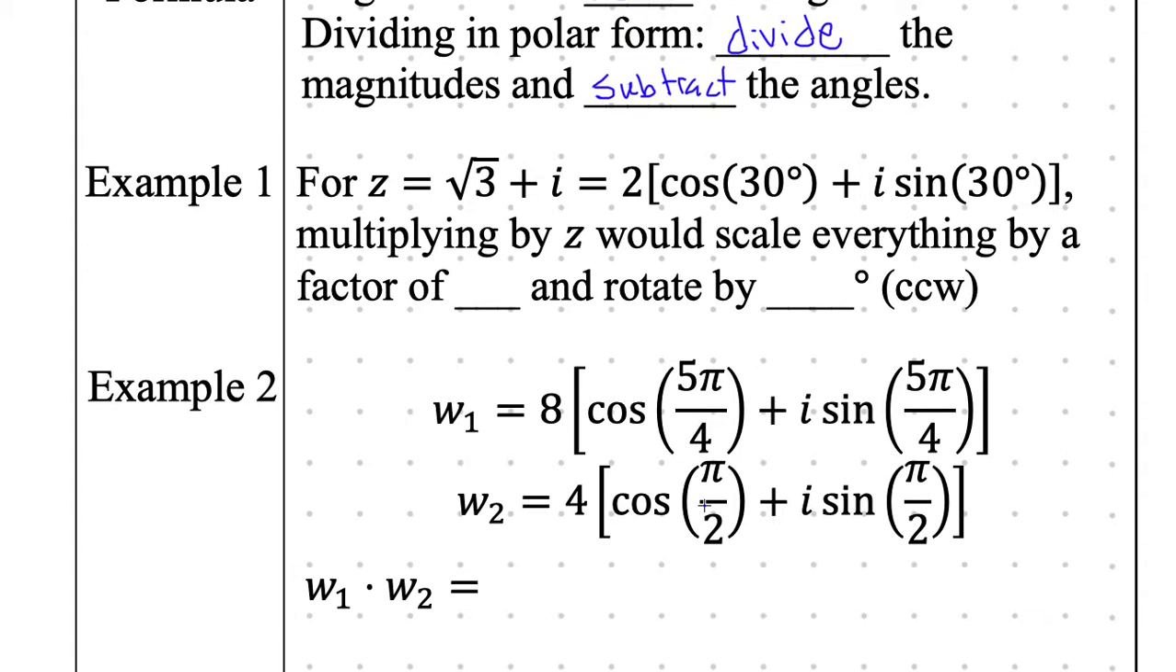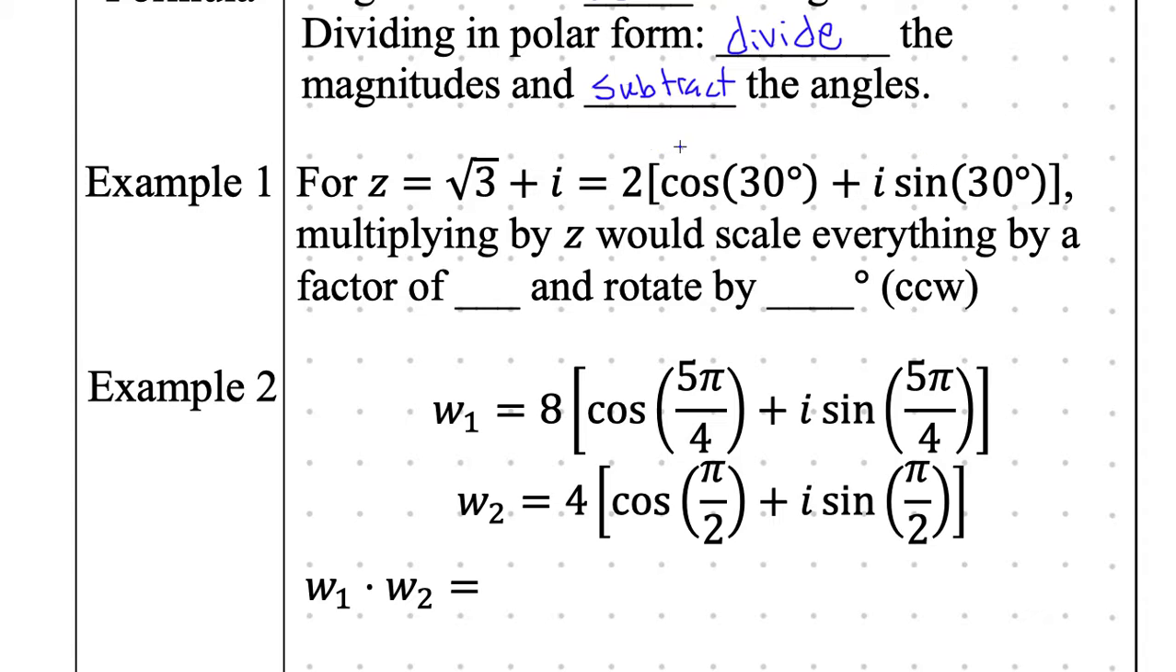So let's look at example 1. Let's assume that we're going to multiply by this z. This z is equal to square root of 3 plus i. Can everyone visualize where square root of 3 plus i is on the complex plane? It's in quadrant 1, somewhere around there. Thank you, Eva. If I turn that into polar form, which you now all know how to do, it's 2 times cosine of 30 degrees plus i sine of 30 degrees. This is in degrees. I converted it for you.